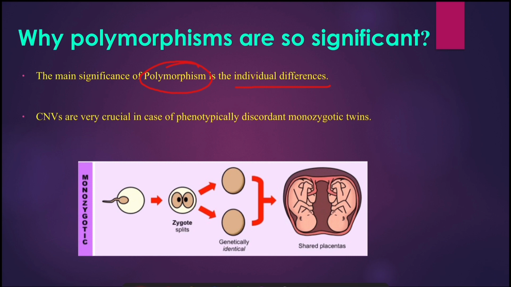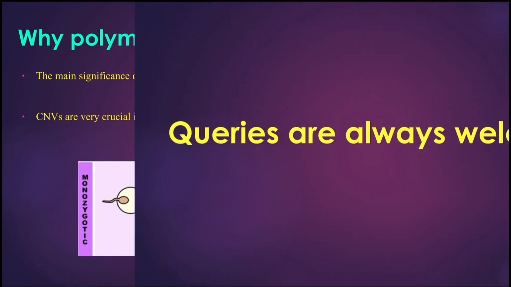Another most intriguing example is monozygotic twins. Monozygotic twins are identical twins, resulting from the fertilization of a single egg that splits into two. Therefore, they have the same genetic makeup. Still, from our daily experience, we can identify identical twins by some of their distinguishable phenotypical features such as voice. The main reason behind this phenotypical difference is DNA polymorphisms, especially copy number variations.